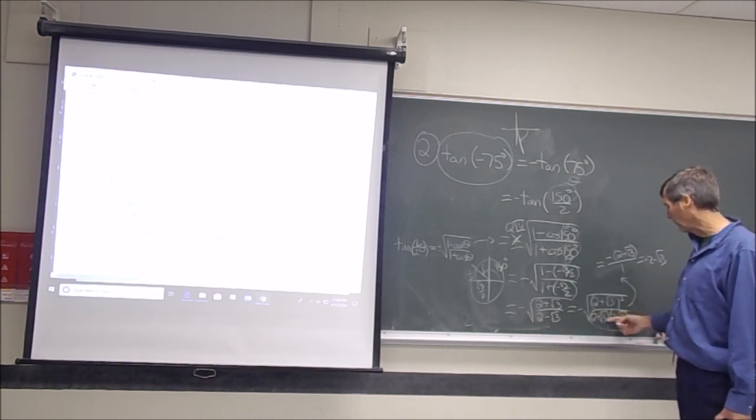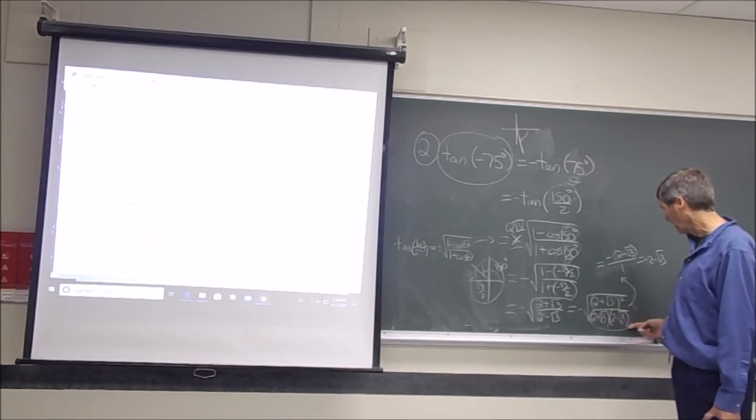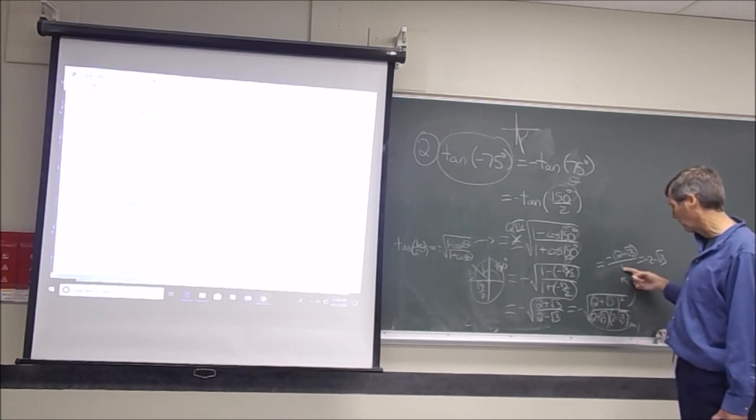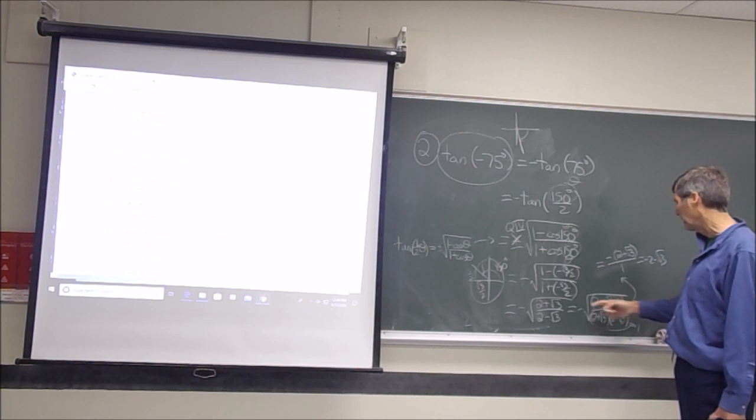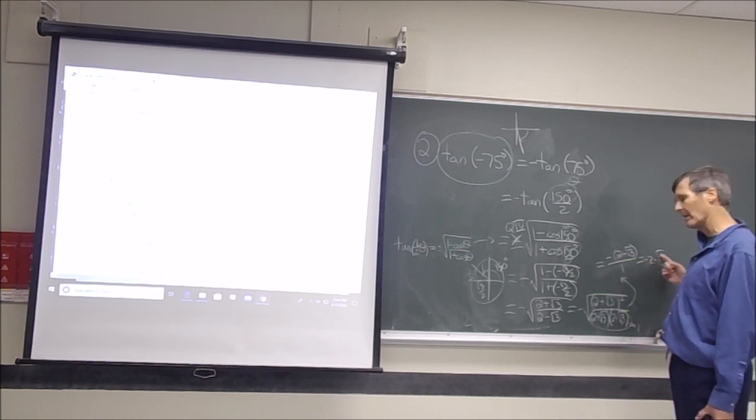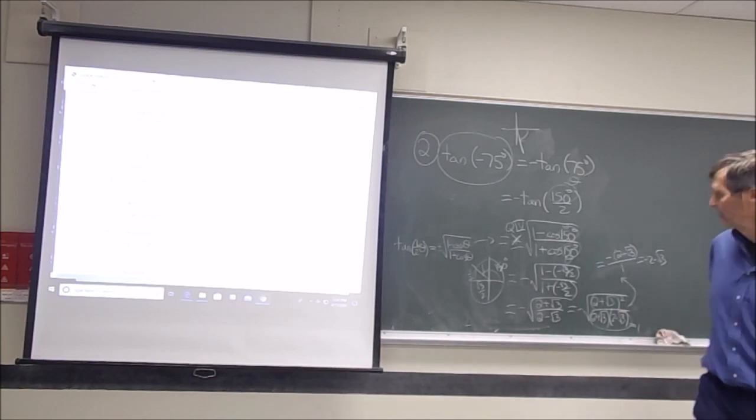Now the bottom is 4 minus 3, if you FOIL it out, is 1. So the bottom just reduces, square root 1 is 1. The top is a square root of a square, so it's just the quantity 2 plus square root 3. And then there's a minus out in front of the whole thing. We wind up with minus 2 minus square root 3 for problem number 2.